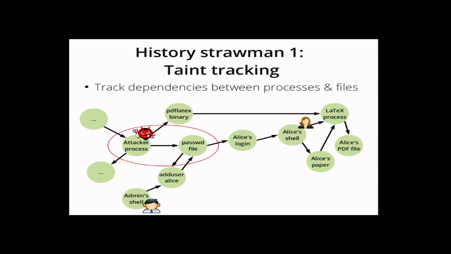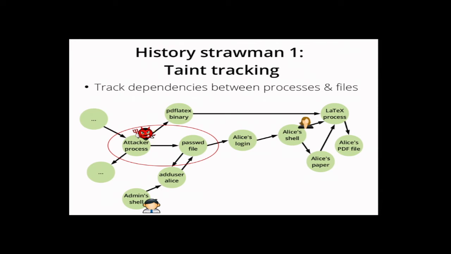Well, we are talking about how to recover from this attack by using history. One popular way to keep track of the history is to use the idea of taint tracking. In taint tracking, we're going to keep track of system objects, including processes and files, which I mark in green color here. At runtime, we're going to keep track of the dependencies between processes and files.